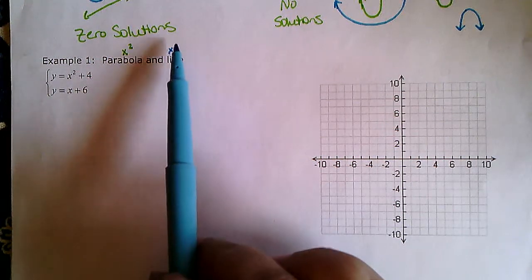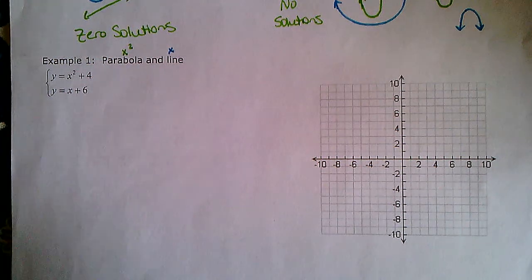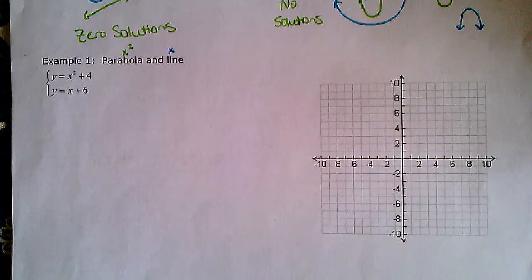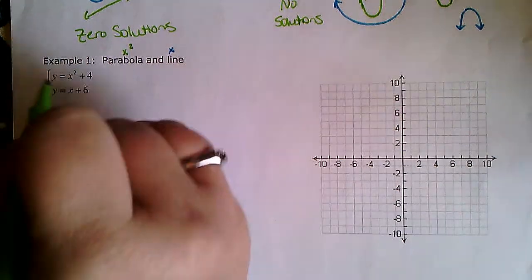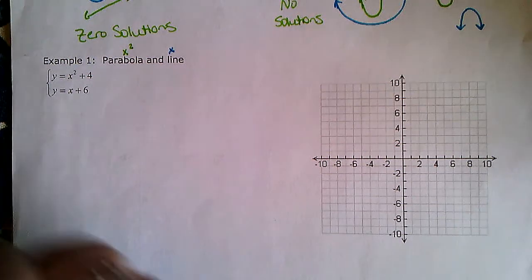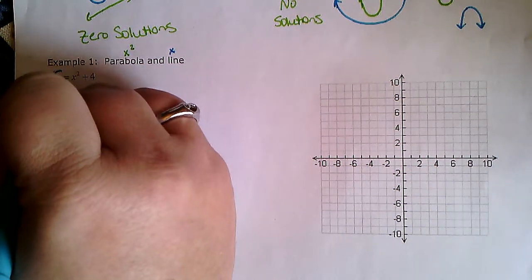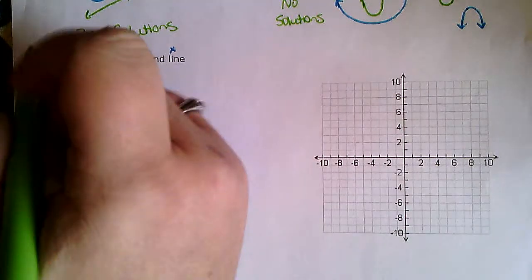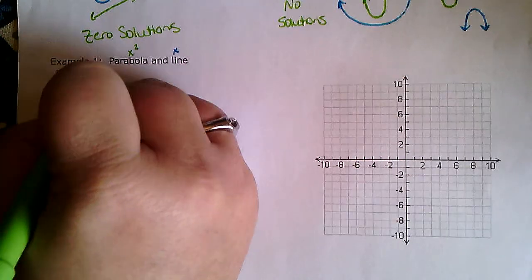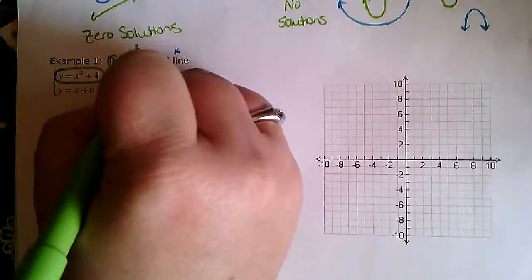And a line will not have a squared. So which one of these is the parabola and which one is the line? Hopefully you recognize that this top one up here is going to be the parabola. So y equals x squared plus 4 is the parabola.